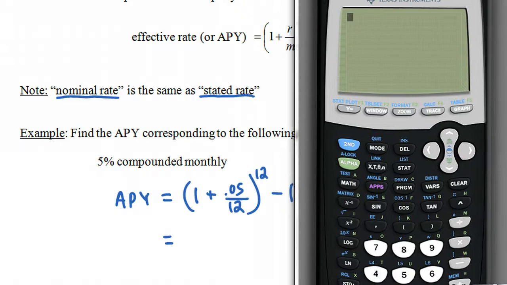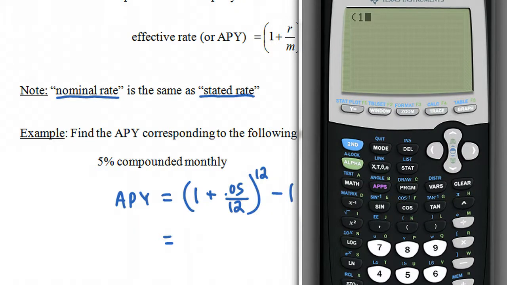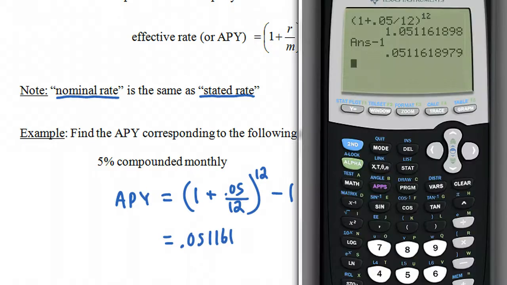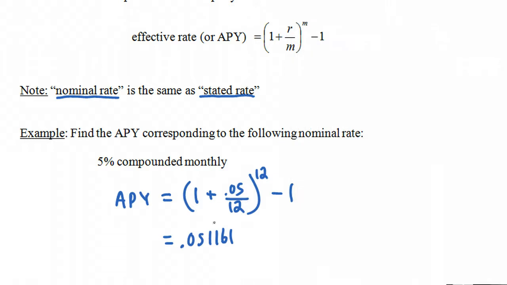So what we do is we type in parenthesis 1 plus 0.05 divided by 12. You could have done the 0.05 divided by 12 ahead of time and simplified it, and then just do 1 plus that, and then raise to the 12th power. Before I subtract the 1, let me just put this here. We have 1.051161898. Now we have to subtract 1, and what do we get? We get 0.051161, and there are a few more decimal places here: 8979.